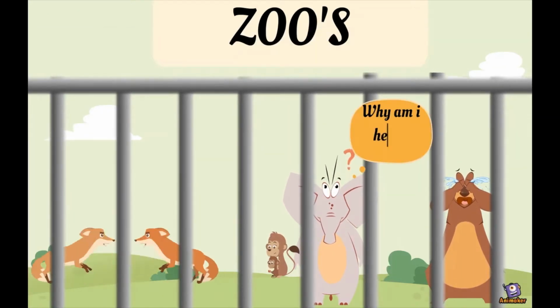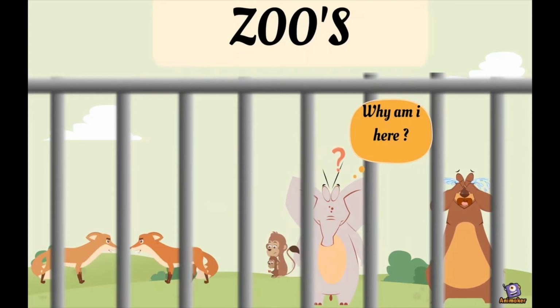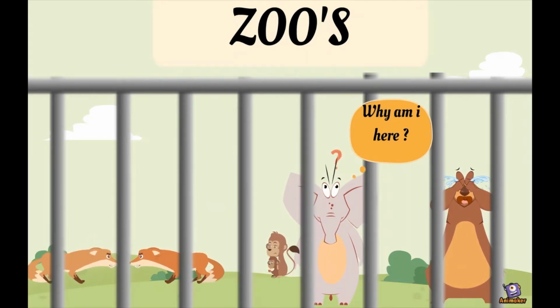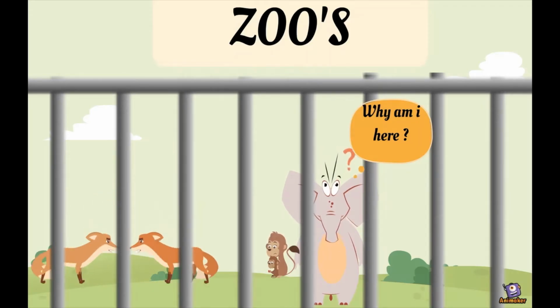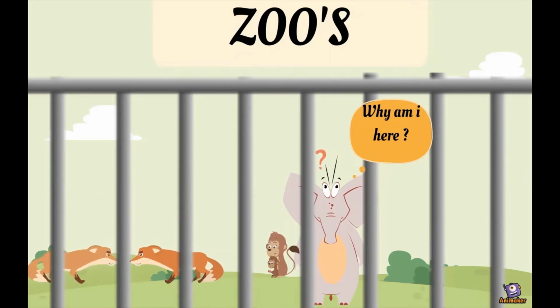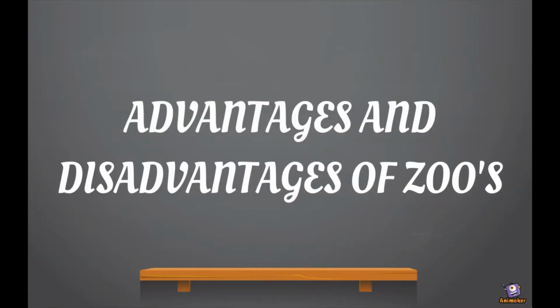So, what is a zoo? A zoo is a facility in which animals are housed within enclosures, cared for, displayed to the public, and in some cases bred. The abbreviation of zoo was first used for the London Zoological Gardens, which was opened for scientific study in 1828. Now let us look at some of the advantages and disadvantages of zoos.